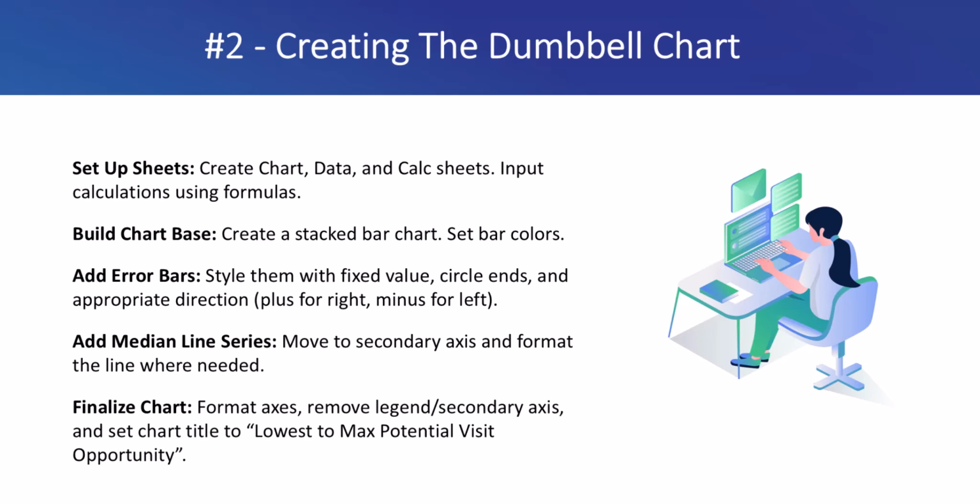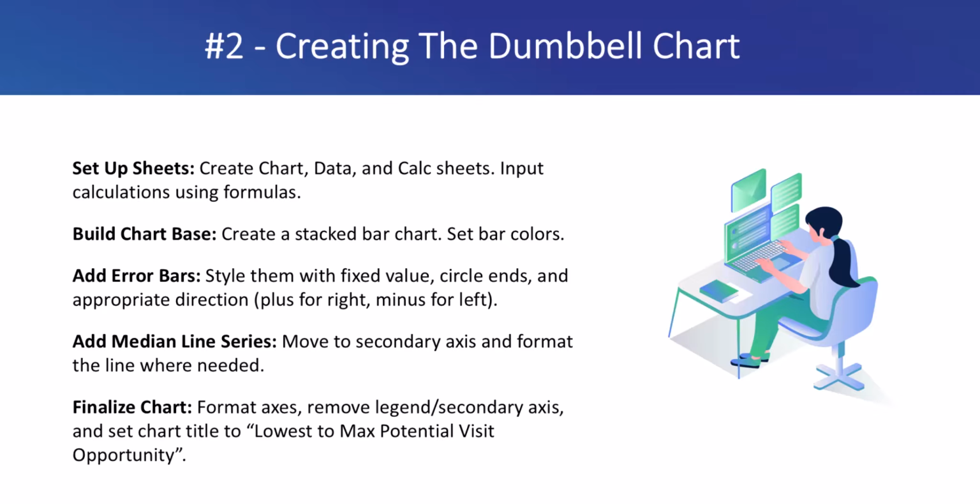As you can see, to summarize the steps for creating the dumbbell chart, we're going to set up the different data sheets that we have. We're then going to build out the stacked bar chart and set the bar color. Then we're going to add those error bars at the ends so that we get both ends of the dumbbell chart. Then we're going to move the secondary axis to set up where the median line needs to sit. And then we'll finalize the chart by formatting the axes, removing the legends, and setting the chart title so that we get the chart that we want.